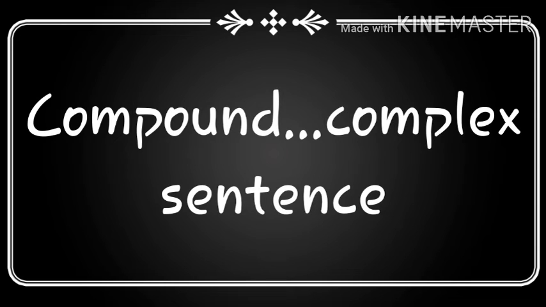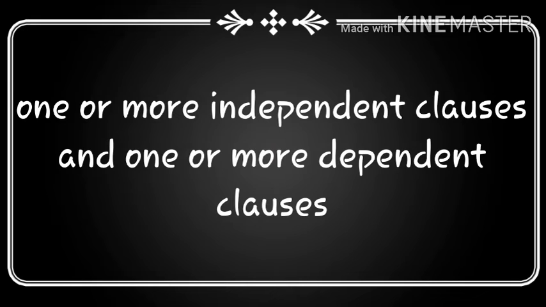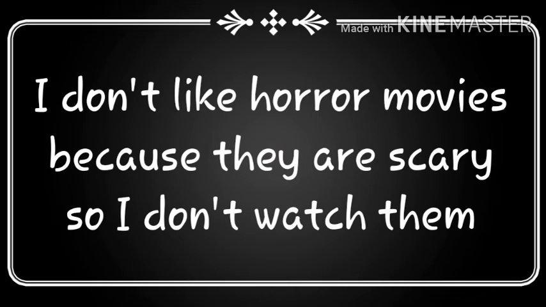Now next is our compound complex sentence. Let us look at an example. I don't like horror movies because they are scary, so I don't watch them. Here, for a compound complex sentence, two or more independent clauses will be there and a dependent clause will be there. So for dependent clauses, again here also they have begun with because. So which are the independent clauses? I don't like horror movies is one independent clause. Because they are scary is a dependent clause. I don't watch them is another independent clause.